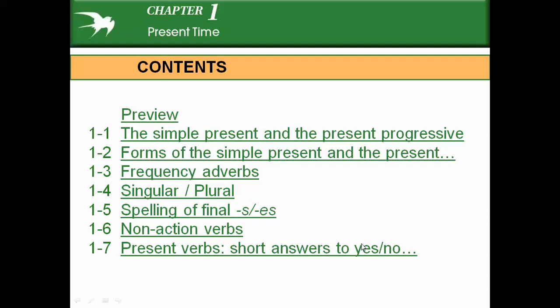Hi everyone, this is Grammar Intermediate, Chapter 1: Simple Present and Present Progressive.